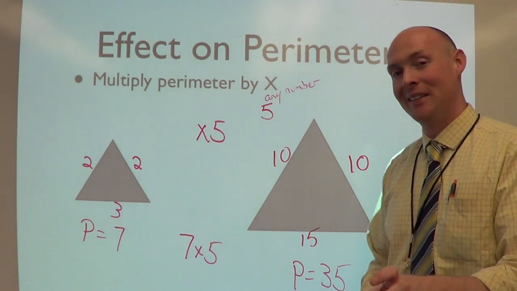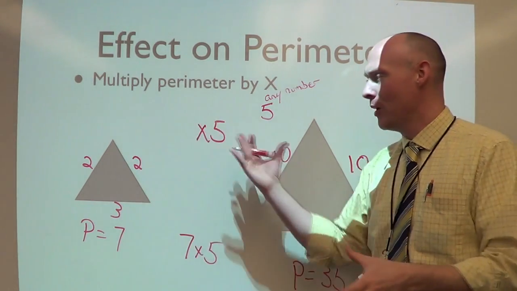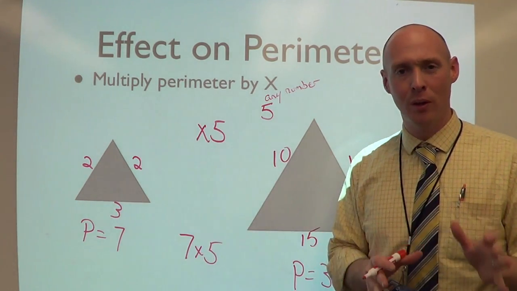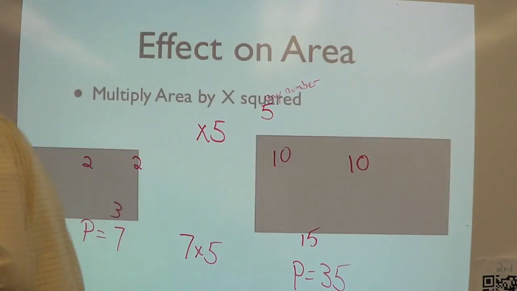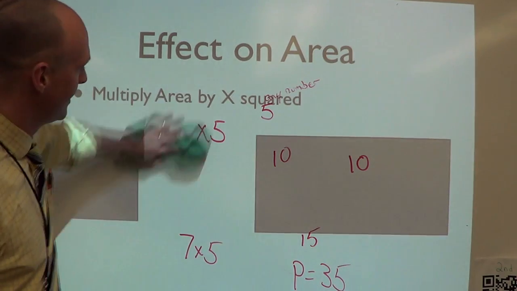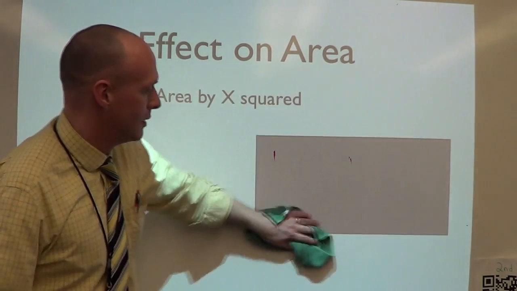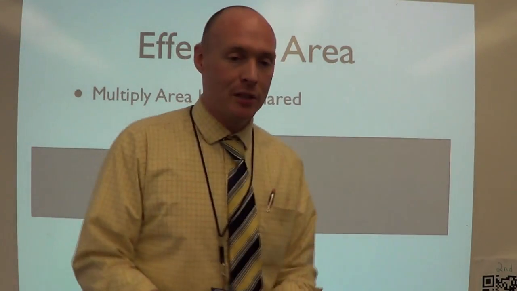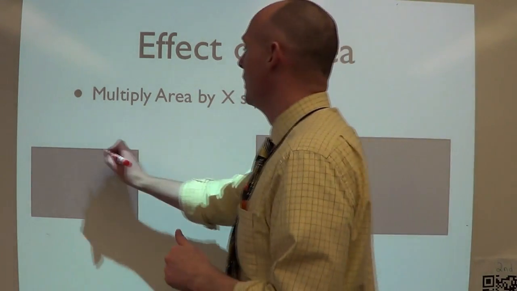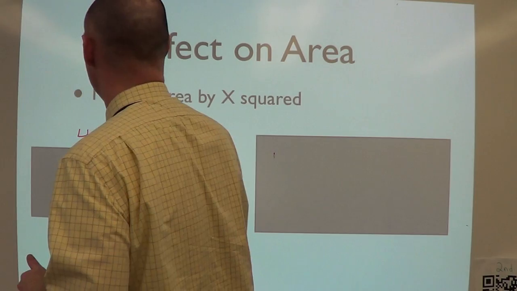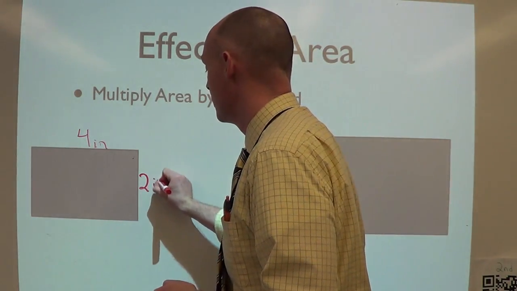But what about area? I'm hoping right now some of you are trying to guess. Okay, Mr. Coyne, we got it. Perimeter, you just multiply by whatever number. Cool. Area's a little bit more tricky, but we can handle it. Here I have 2 rectangles. And let me get the measurements for the rectangles. Rectangle 1, we're going to make it be 4 inches. And on the side, we're going to make it 2 inches. Perfect.